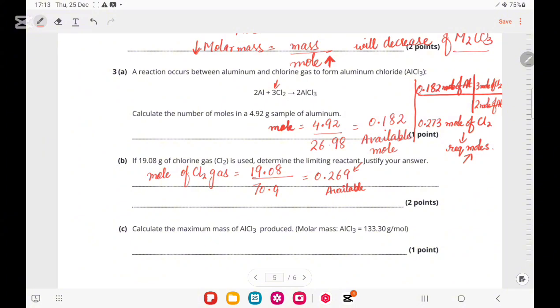So that means Cl2 is going to be the limiting reactant. Cl2 is the limiting reactant here, because its available moles are less than the required moles. So it is going to be the limiting reactant, and that would control the amount of product.